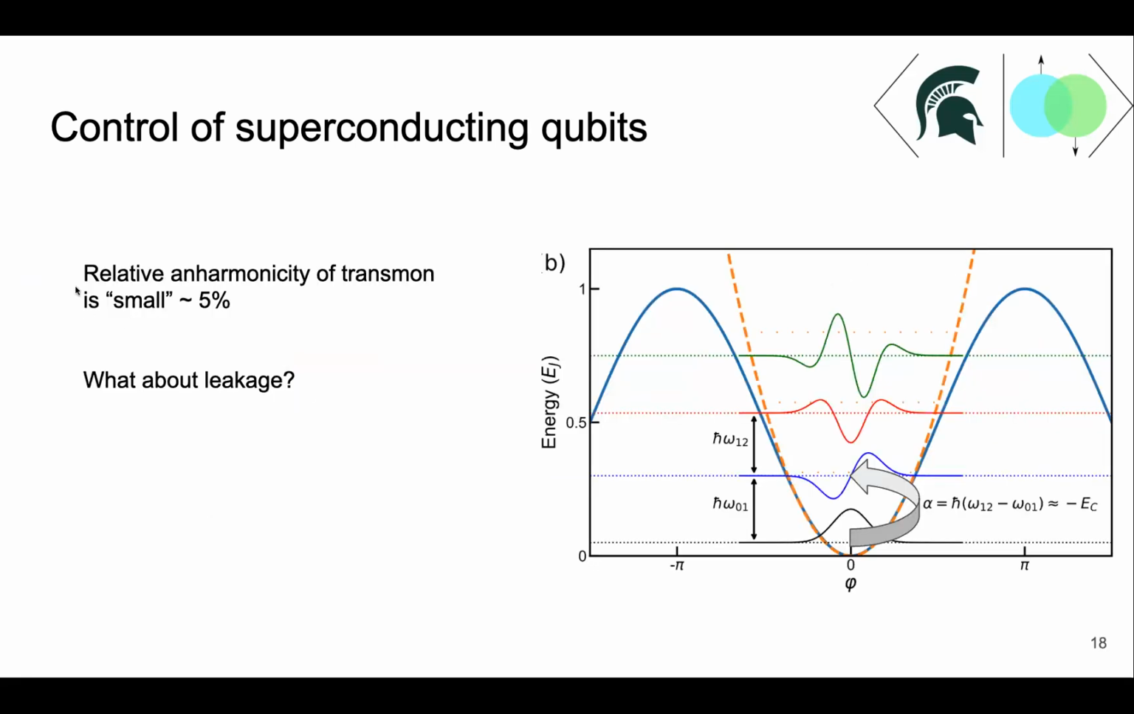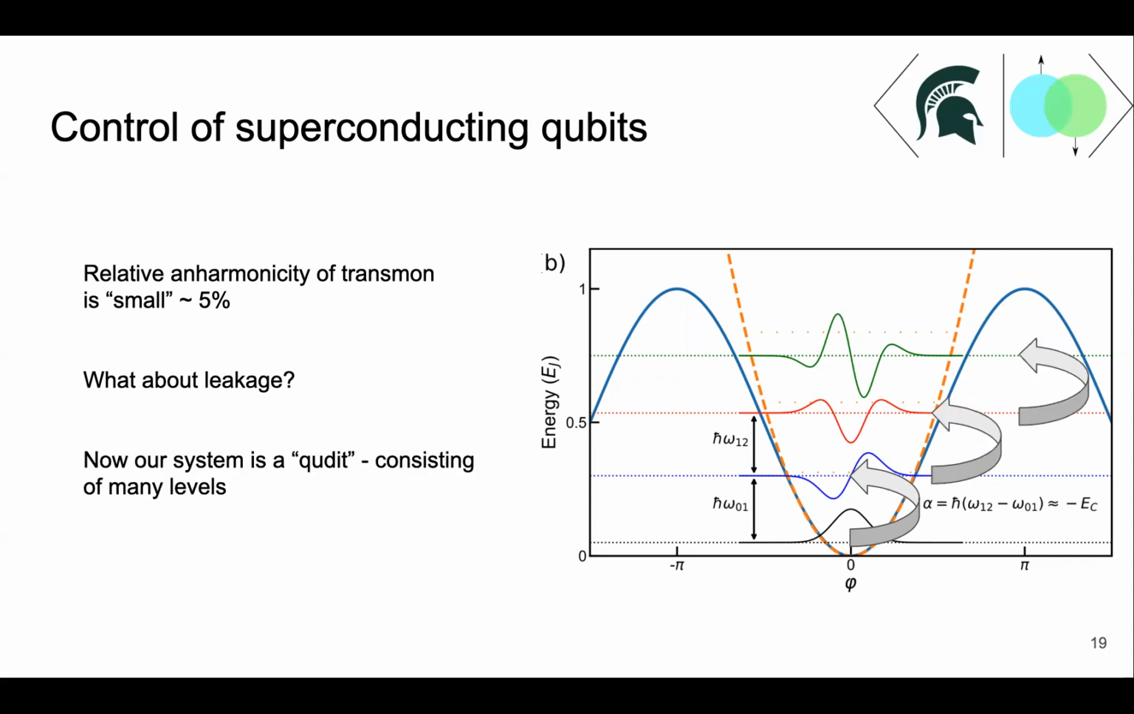Okay, so like I said earlier, the relative anharmonicity of the transmon is small. And by small, I mean anywhere from 5 to 10%. So the anharmonicity is approximately 5% of the transition frequency. And what about leakage? If I apply a pulse at this arrow to move from the ground state to the first excited state, how do I know this isn't going to happen and make my system into a quote unquote qudit consisting of many levels?